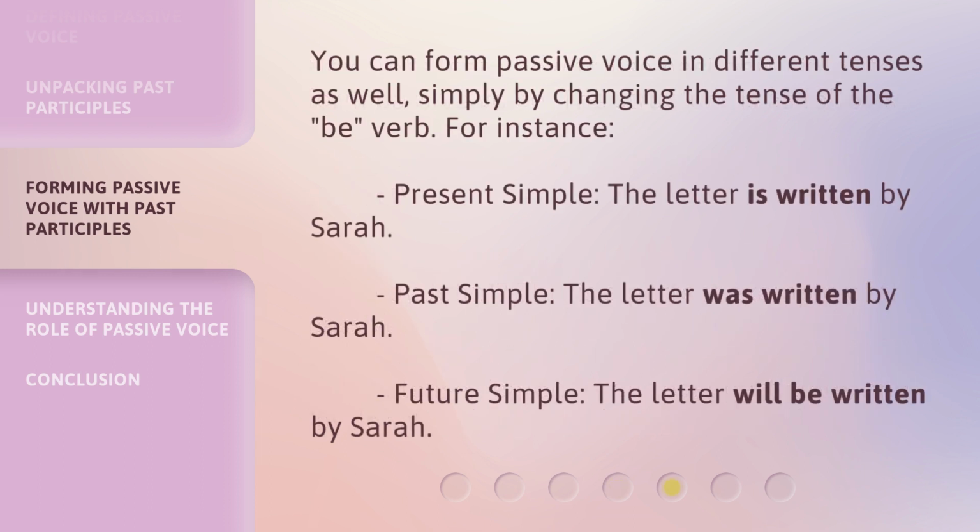You can form passive voice in different tenses as well, simply by changing the tense of the be verb. For instance, present simple, the letter is written by Sarah. Past simple, the letter was written by Sarah. Future simple, the letter will be written by Sarah.